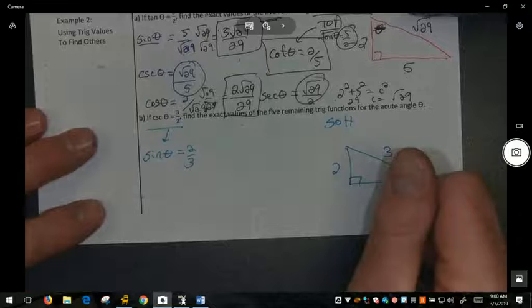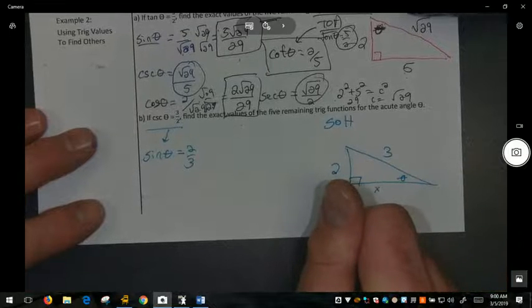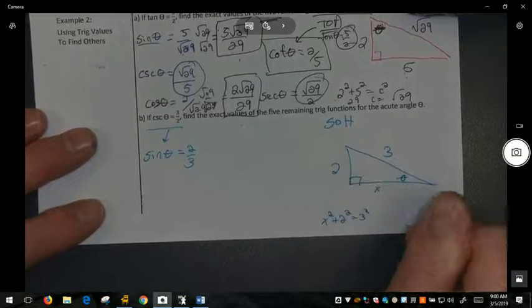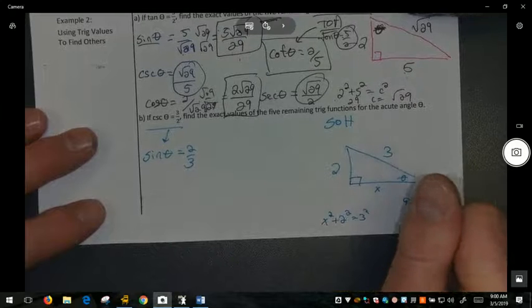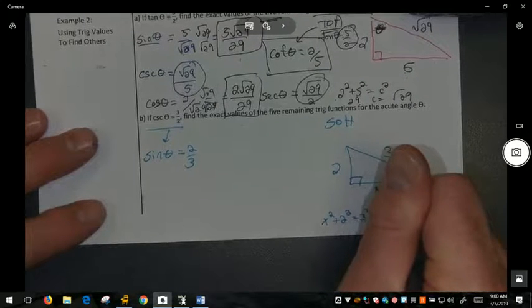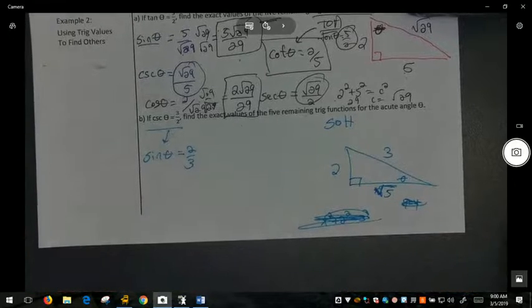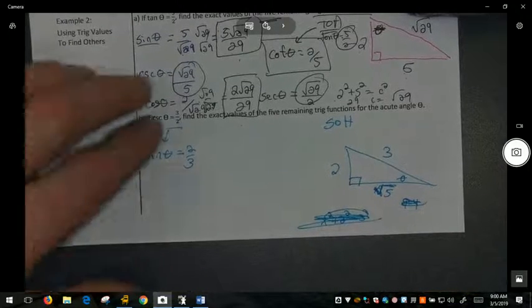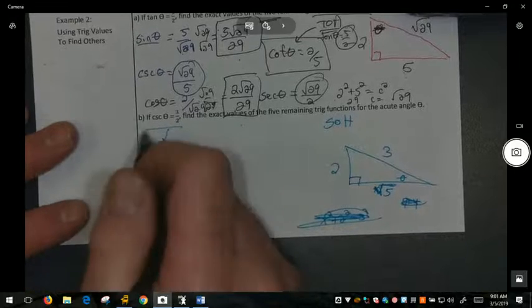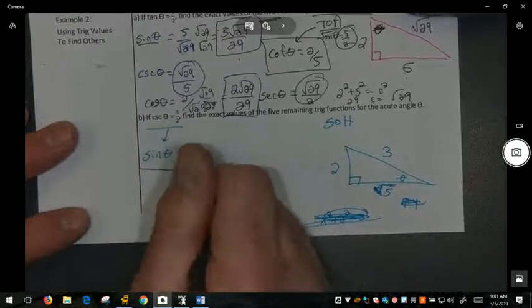Using Pythagorean theorem, x squared plus 2 squared equals 3 squared. 9 minus 4 is 5, so this is the square root of 5. It cannot be broken down. If it could, I would break it down right here to make less work for myself when I do the 6 ratios. One of them was already given. We found one of them here.